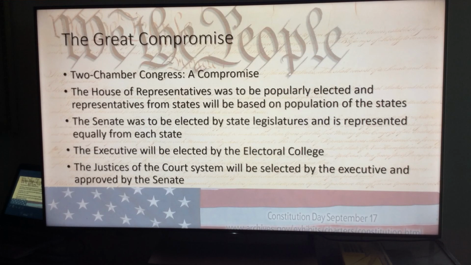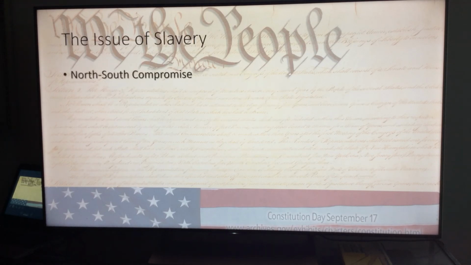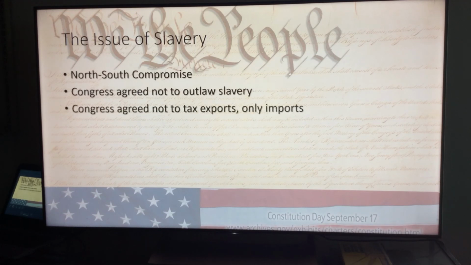And the issue of slavery, I think I have that on the next slide. North-South Compromise, Congress agreed not to outlaw slavery. The South would not agree to join the United States if slavery was outlawed. So agreed not to outlaw slavery. The Congress agreed not to tax exports, only imports. What this does is allows Congress to stop the importation of slaves into this country. Whatever slaves are here are still slaves, but we will tax to the hilt anybody importing more slaves.